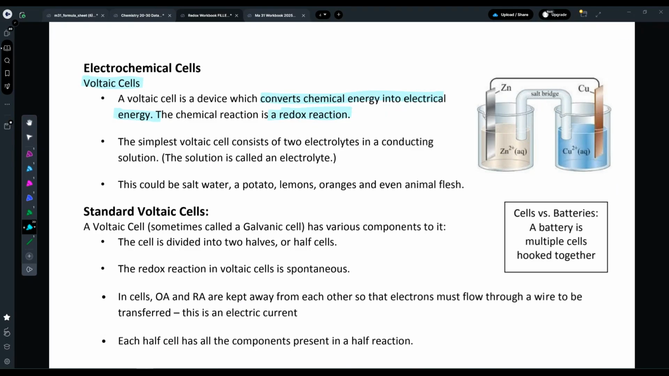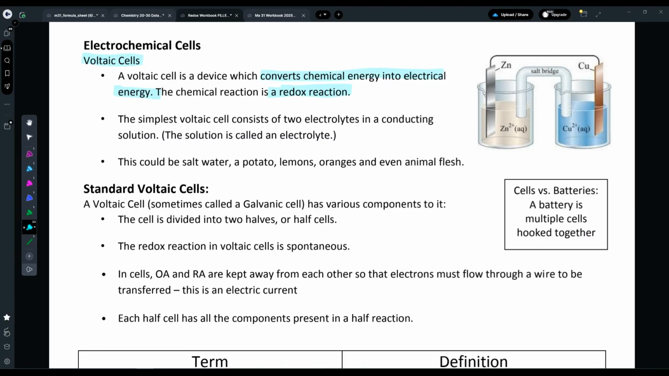So examples of electrolytes would be salt water. A potato, it's referring to the liquid that you find inside of a potato. Lemons or lemon juice, orange juice, or even electrolytes could be found in animal flesh.